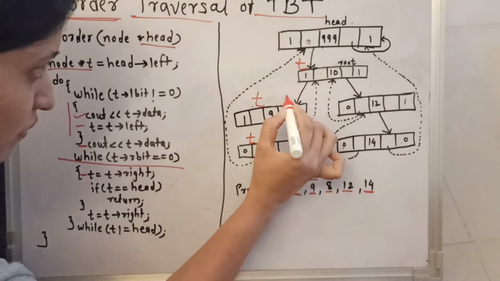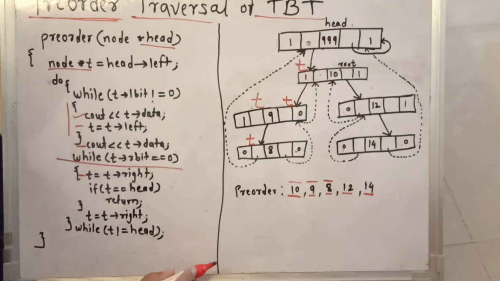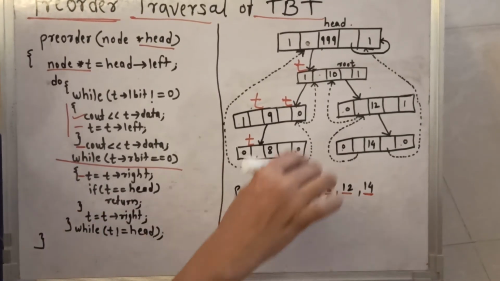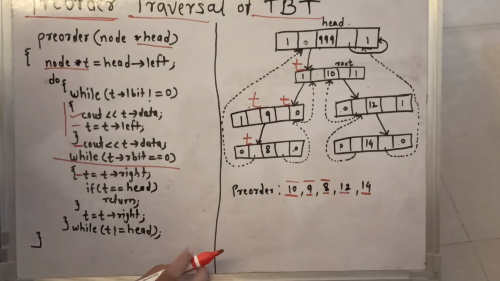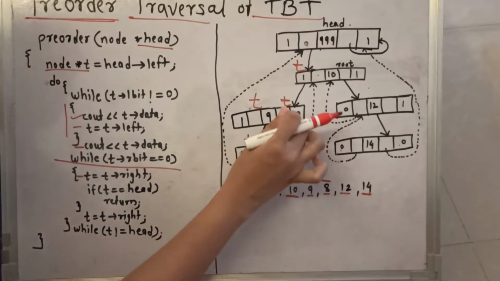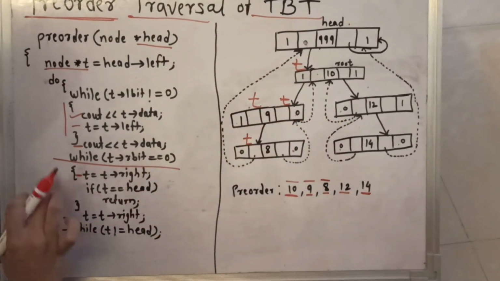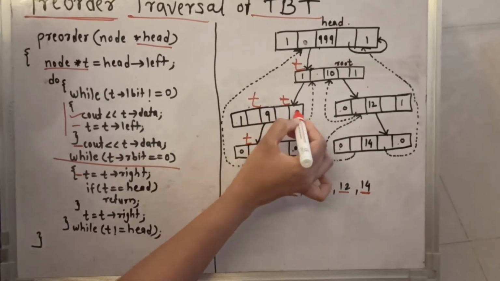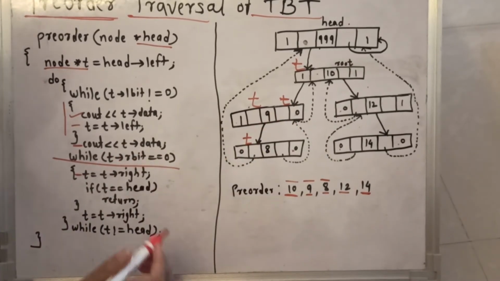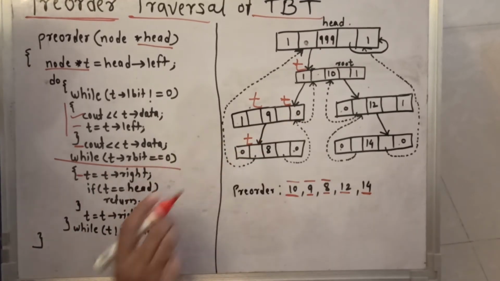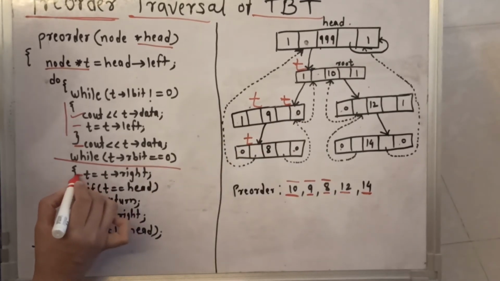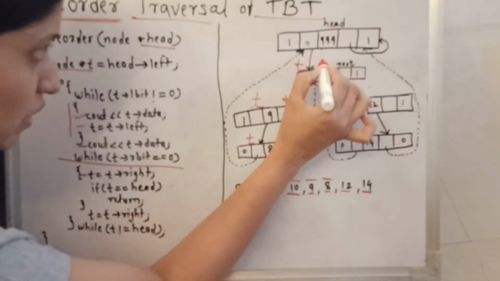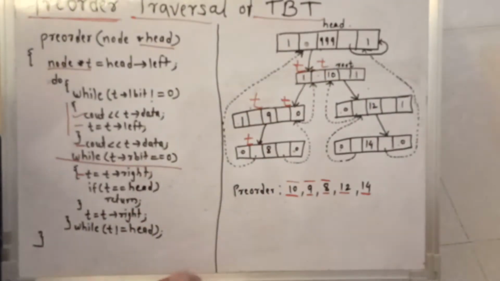So now your t will again come at this position, and it is checking the condition whether that thread is going to the head node or not. Now it is not going to the head node, it is coming to this node here. So once again it will come inside this same while loop, and for this 9 it will check the R bit field. Now for the 9 also the R bit is equal to 0. So once again the statement t is equal to t right will be executed and our t will now again come back at this position.